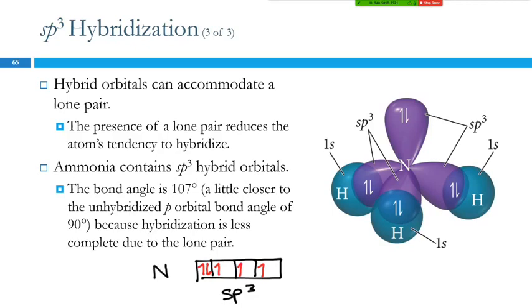In VSEPR theory, we talked about how the lone pair was more repulsive and pushes these guys a little bit closer together. In valence bond theory, the presence of that lone pair reduces the tendency to hybridize, and so these hybrid orbitals are going to have a slightly different shape, and, okay, they've got it covered, I'm not going to worry about it.